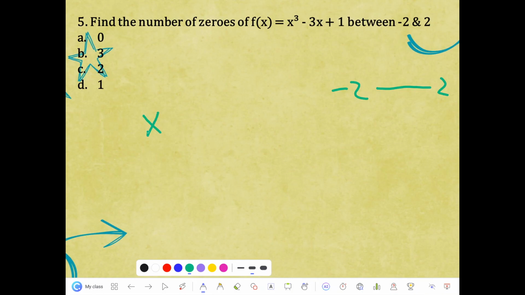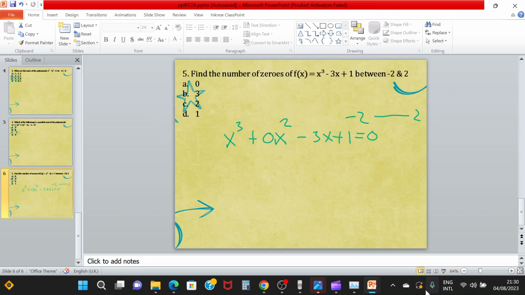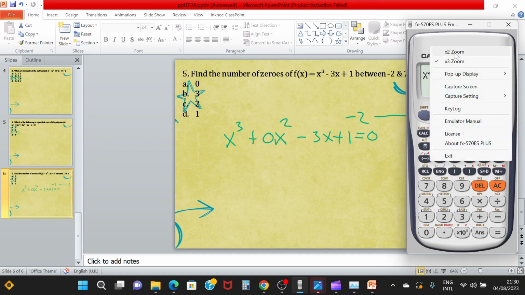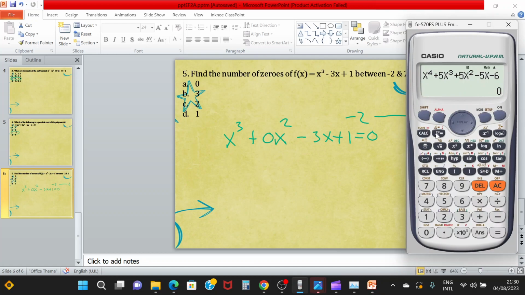You have your x cube, okay? Ang kasunod dapat x squared. So wala, lagyan mo rito ng 0 x squared para hindi ka magkamali. Minus 3x plus 1 is equal to 0. Okay? And then, we will solve this using our calculators. Okay? So here, subukan natin kapag hindi natin lagyan ng x squared, ay magiging mali ang magiging sagot mo.